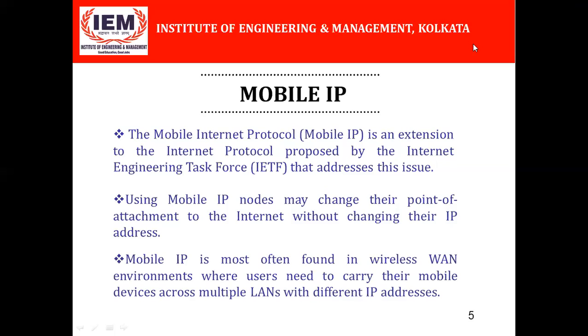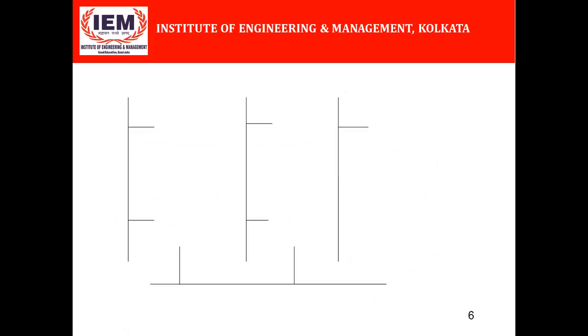Mobile IP is most often found in wireless WAN, wide area network. I have written before that wireless. So in a wireless WAN environment, the users need to carry their mobile devices across multiple LANs with different IP addresses.